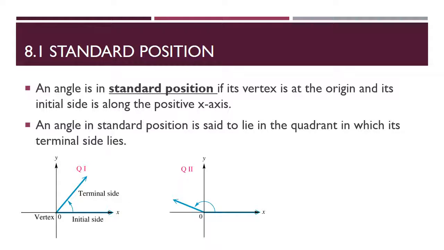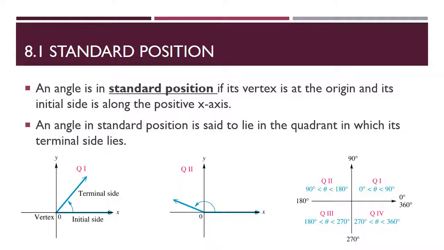This angle, on the other hand, would be said to lie in quadrant 2. Even though it spans across 1 and 2, you call it by where the terminal side stops, and it stops in quadrant 2, so this angle is said to be in quadrant 2. And this is just to give you an idea. Angles between 0 and 90 will be in quadrant 1. Between 90 and 180 will be in quadrant 2. 180 and 270 will be in quadrant 3, and 270 to 360 will be in quadrant 4.